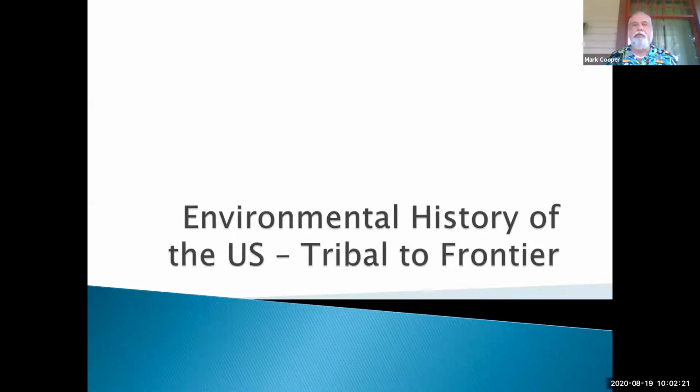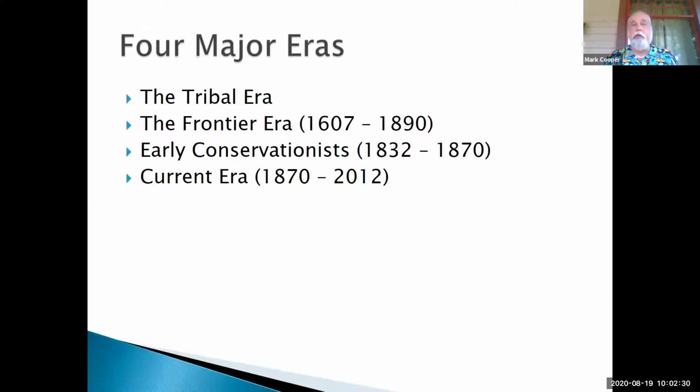So environmental history of the US, there are 4 different eras defined. And so what I'm going to do is talk about the first 2 in this video. So here are the 4 major eras. We're going to do tribal era and frontier era in this one. Another one we'll do the conservationists. And then the current era, we're going to actually divide into several different small talks. And so that's what we're shooting for.